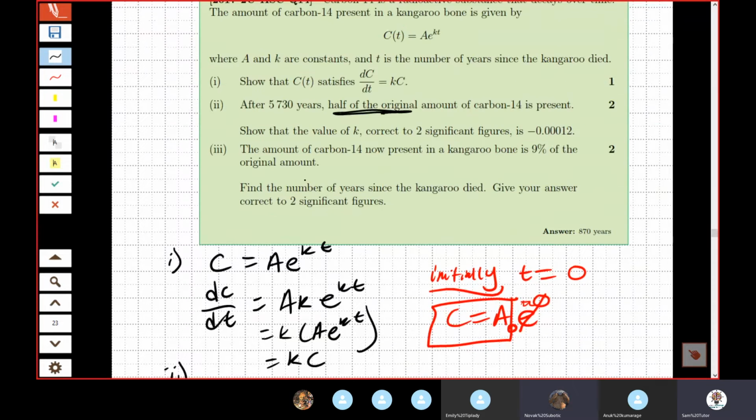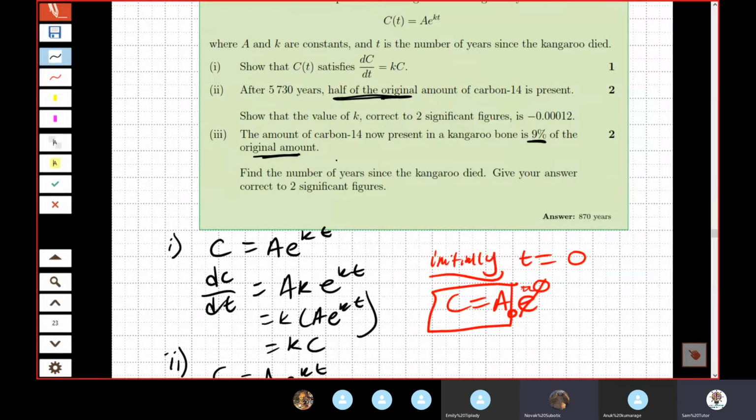Cool. The amount of carbon-14 now present in a kangaroo bone is 9% of the original amount. Find the number of years since the kangaroo died. Give your answer correct to 2 sig figs. All right, Novak, what do you know now? Find the number of years since the kangaroo died. Obviously, what letter are you finding? Number of years. So what letter? That is time, that's T. You're finding T.